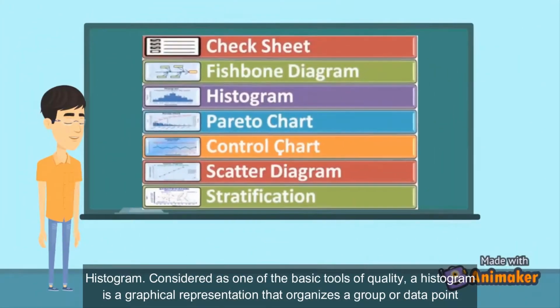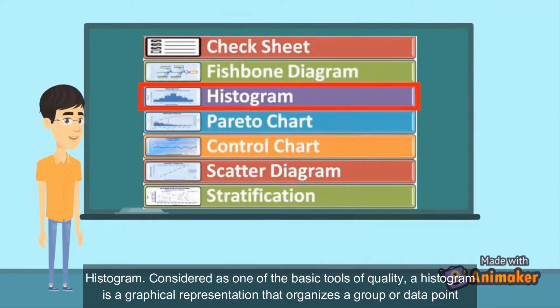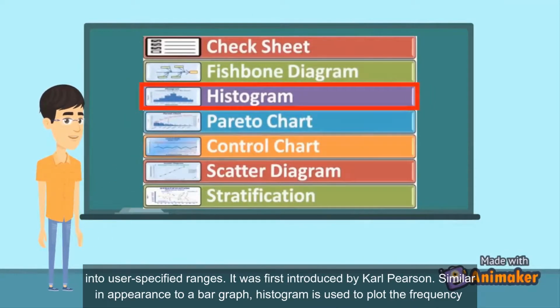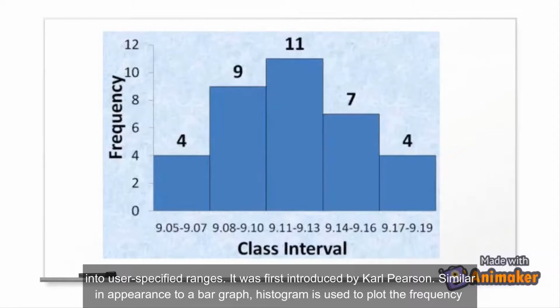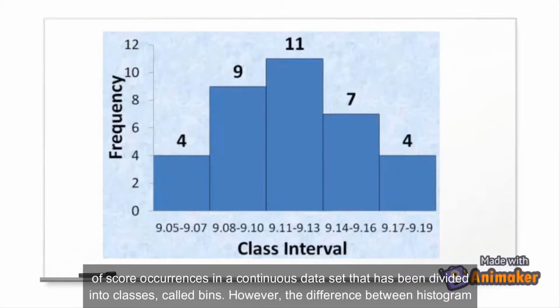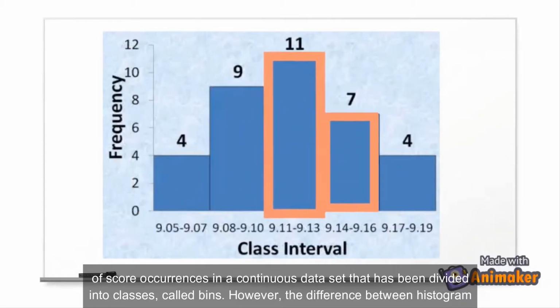Histogram. Considered as one of the basic tools of quality, a histogram is a graphical representation that organizes a group of data points into user-specified ranges. It was first introduced by Karl Pearson. Similar in appearance to a bar graph, a histogram is used to plot the frequency of score occurrences in a continuous data set that has been divided into classes, called bins.